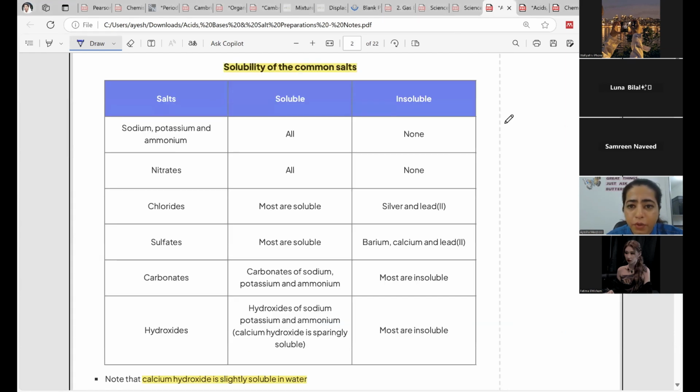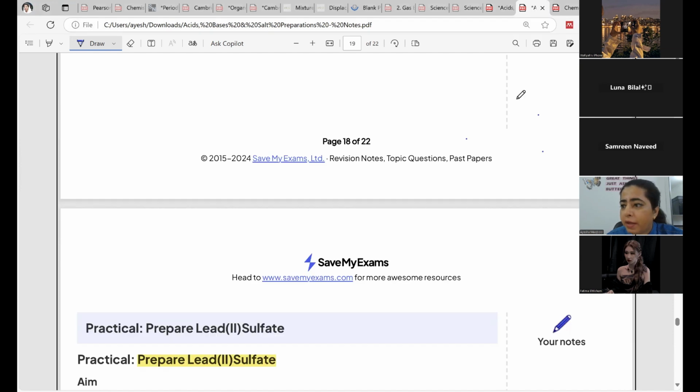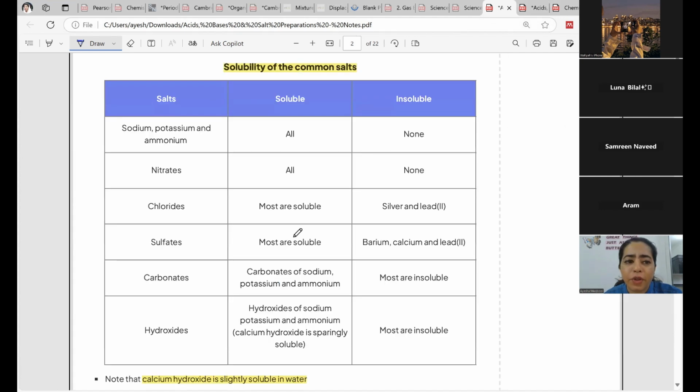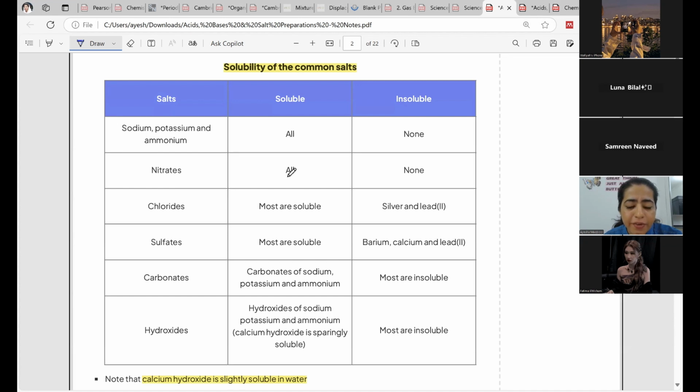You can use the table as well. Okay, we have Samreen. Miss, we will use two soluble salts to prepare lead sulfate, because lead sulfate is insoluble. Okay, fine. So the salts are lead nitrate and potassium sulfate. You are saying that we can use lead nitrate.